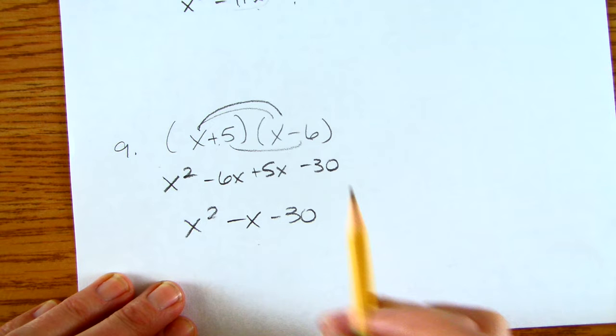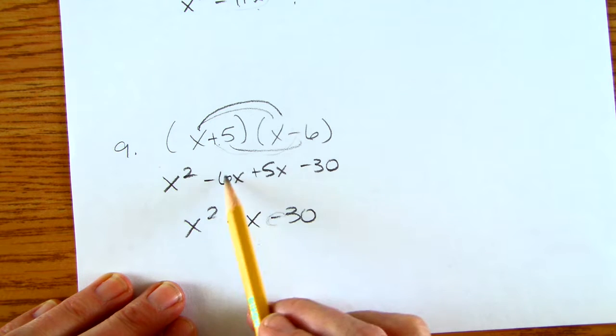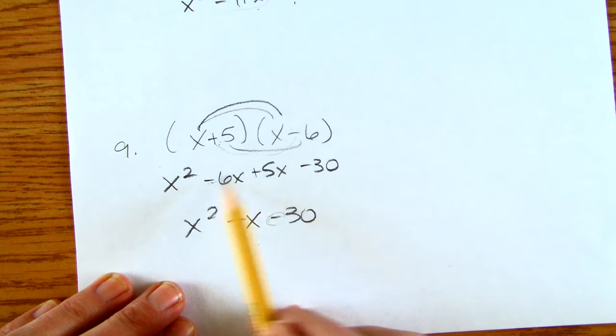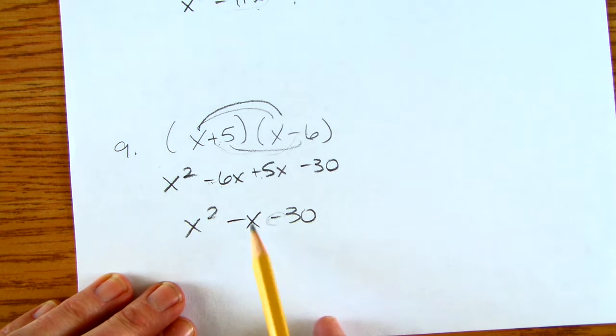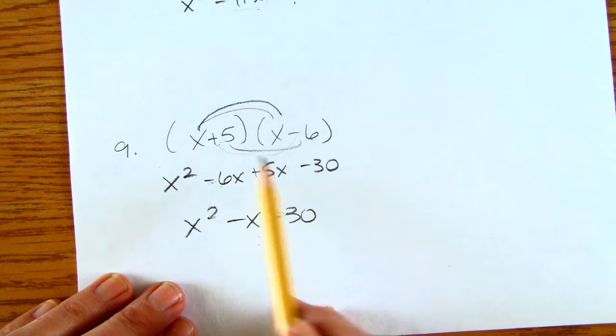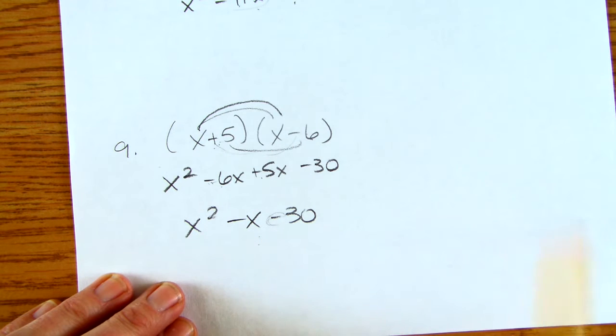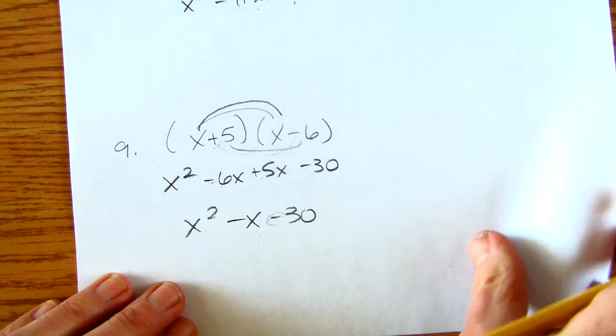So if I know this last term was a negative, then my outer and my inner have to be, one has to be negative and one has to be positive. So in this case, they end up subtracting, and it's the difference between these two. So x squared minus x minus 30.